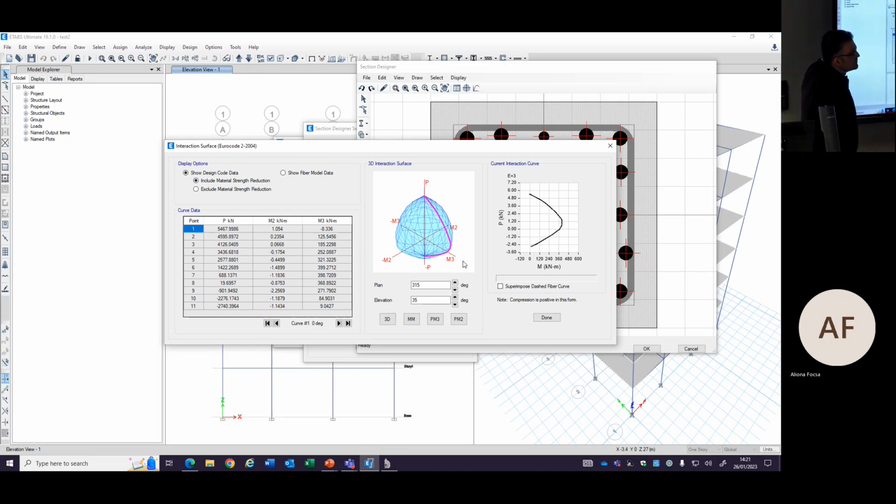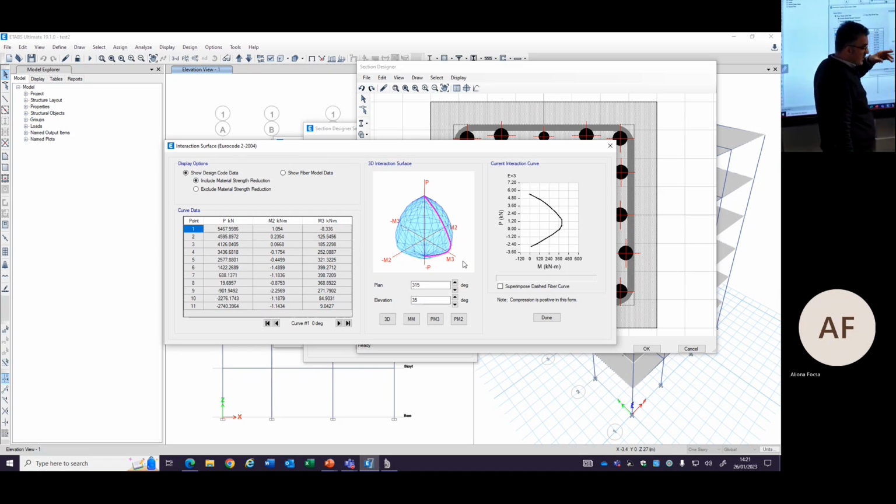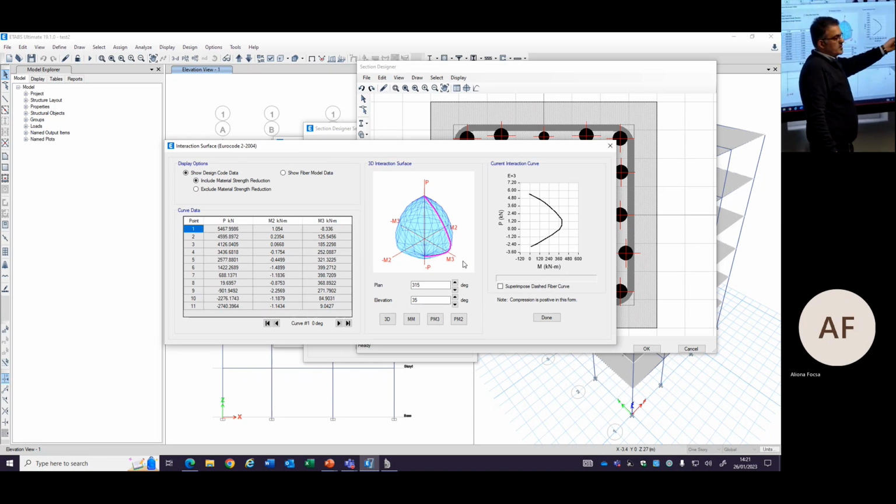Where did we get the forces and so on from? This is resistance. This is capacity. This is not the demand, right? This is the capacity for this concrete and these rebars. The demand comes from the structural analysis. They will be divided together.